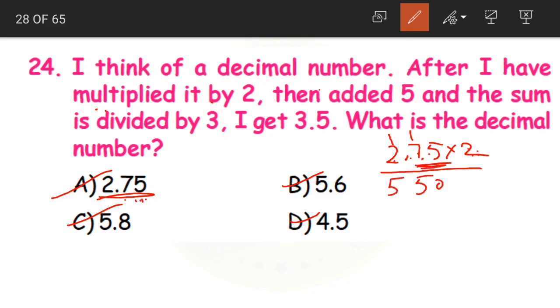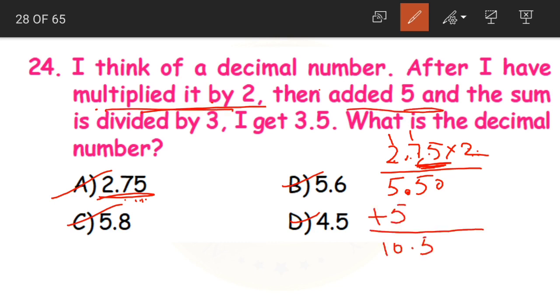Here we have 2 digits to the right, so we'll place a decimal point after 2 digits from the right. 5.5 is the product. Then add 5 to it. When we add, the answer will be 10.50, and we have to divide this sum by 3. 10.50 divided by 3. What will we get?